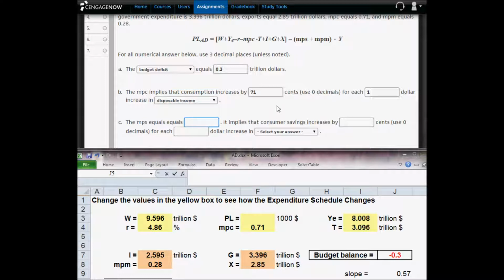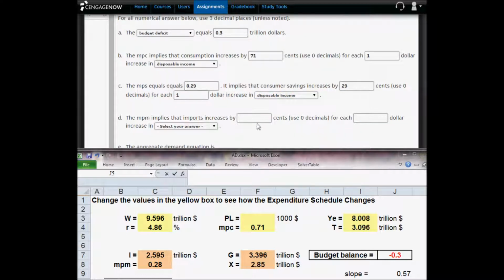The MPS is equal to 1 minus the MPC. So the MPS would be equal to 0.29. It implies consumer savings increases by 29 cents for each $1 increase in disposable income. The MPM, which equals 0.28, implies that imports increase by 28 cents for each $1 increase in real GDP.